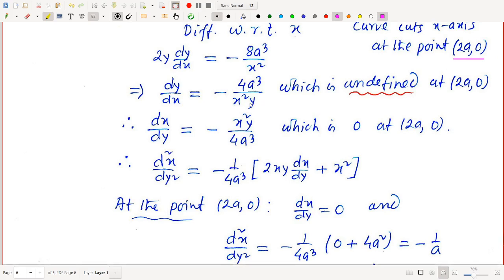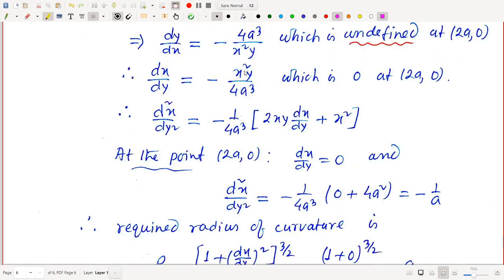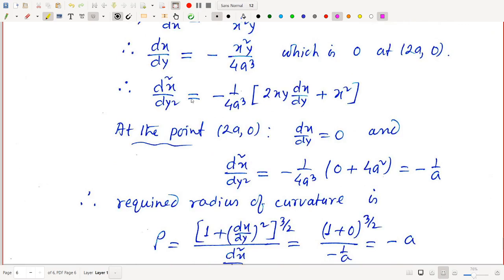So in this case, what we do, we take dx by dy, just the reciprocal. So it is minus x square y by 4a cube. Now no problem. When y is 0, dx by dy is 0. Therefore, we differentiate this line with respect to y now.